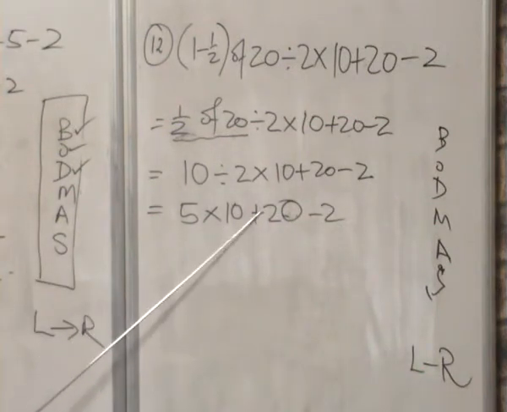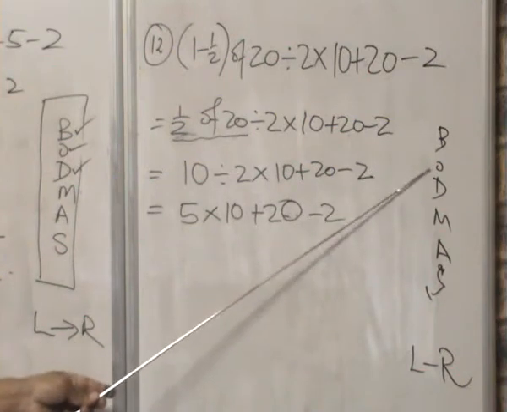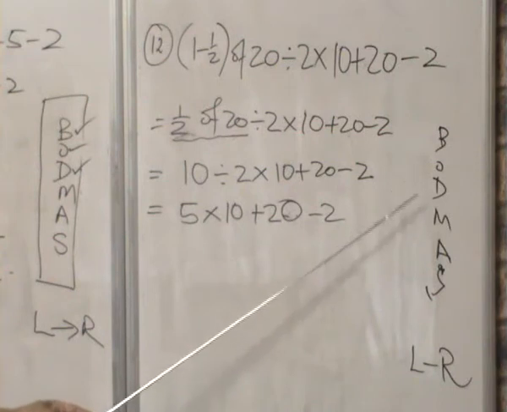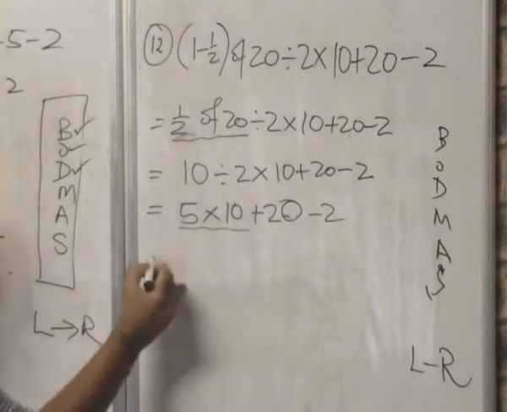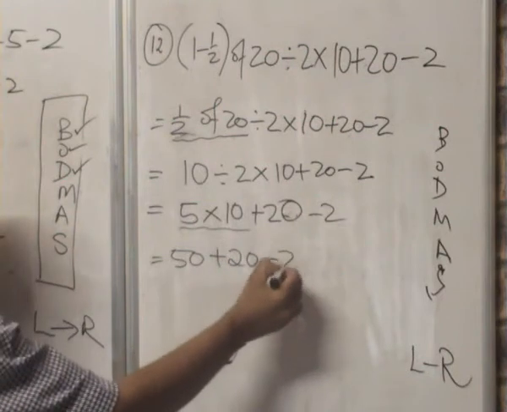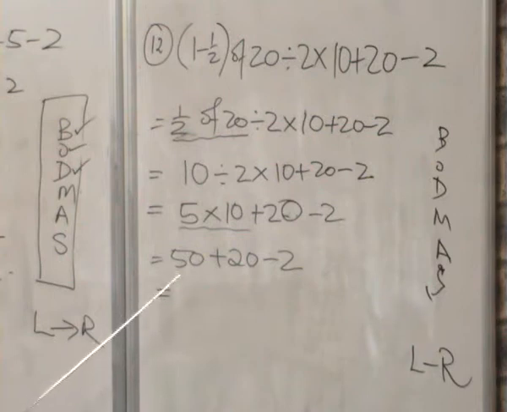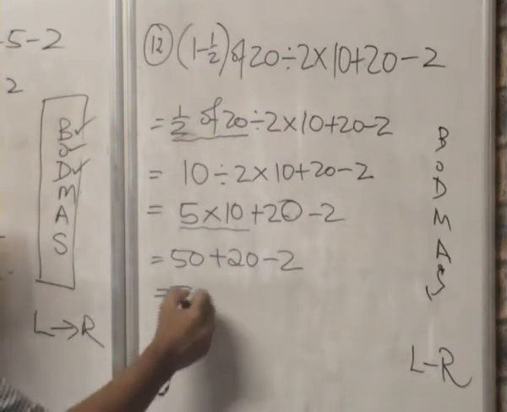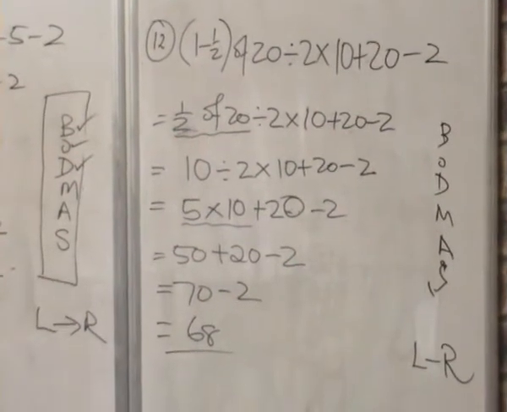Again, you are applying the rule of BODMAS. You're going there and asking yourself, any brackets? No. Any "of"? No. Any division? No. Any multiplication? Yes, so the multiplication has to be done first. So 5 times 10 gives you 50 plus 20 minus 2. And then working left to right, 50 plus 20 is 70. 70 minus 2 gives you 68.